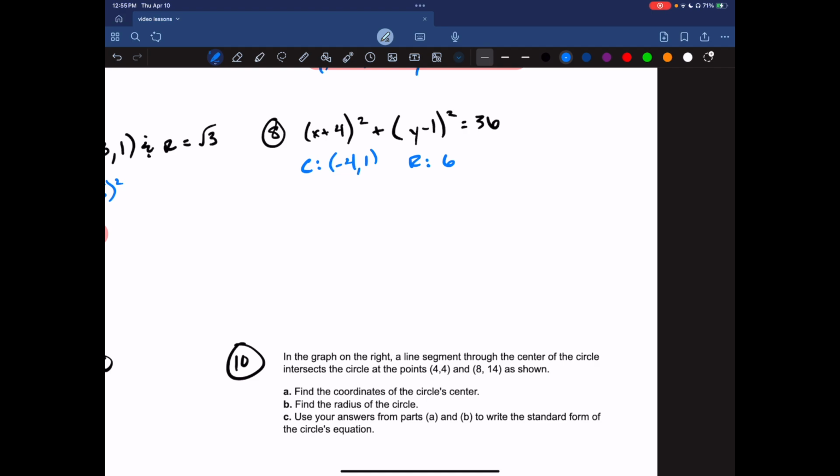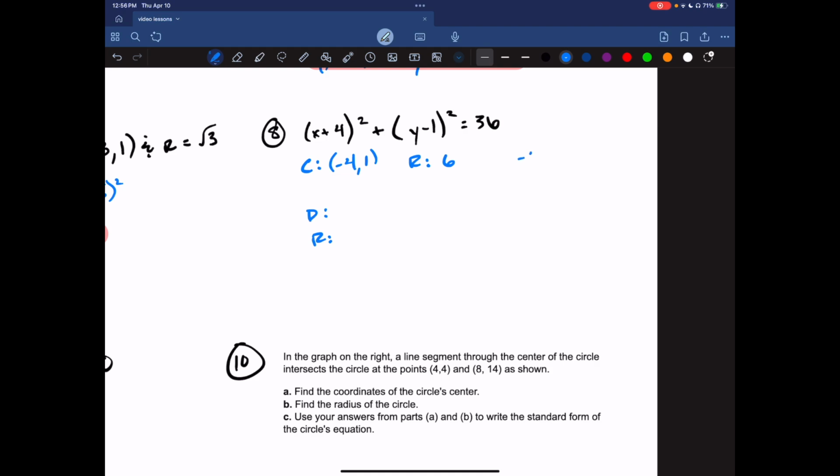Here, it may also ask you for the domain and range. Well, it's whatever's inside the circle that we're talking about. Again, your domain is all the x's included in your graph, and your range is all the y's included in your graph. Okay, so remember, your center is at -4, 1, and your radius is 6 points in every direction.